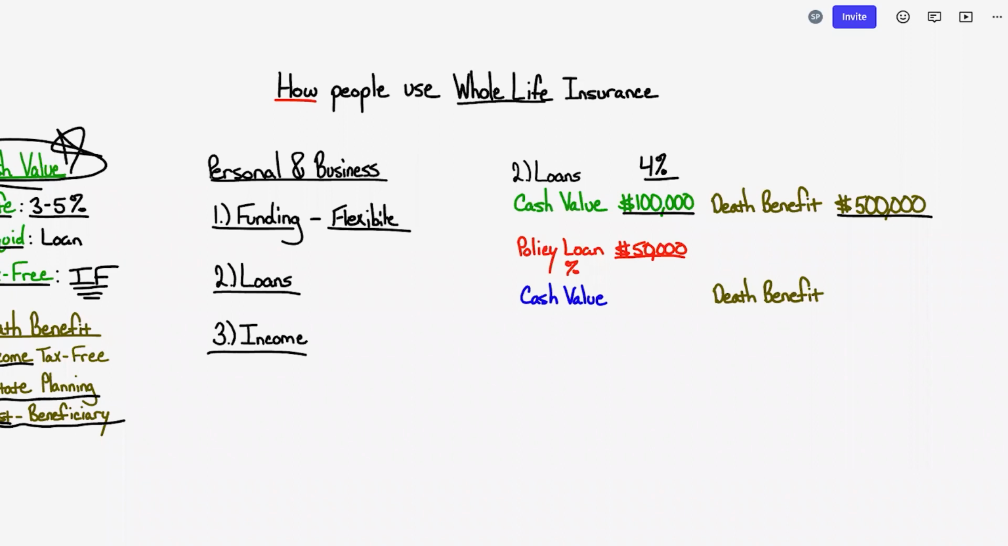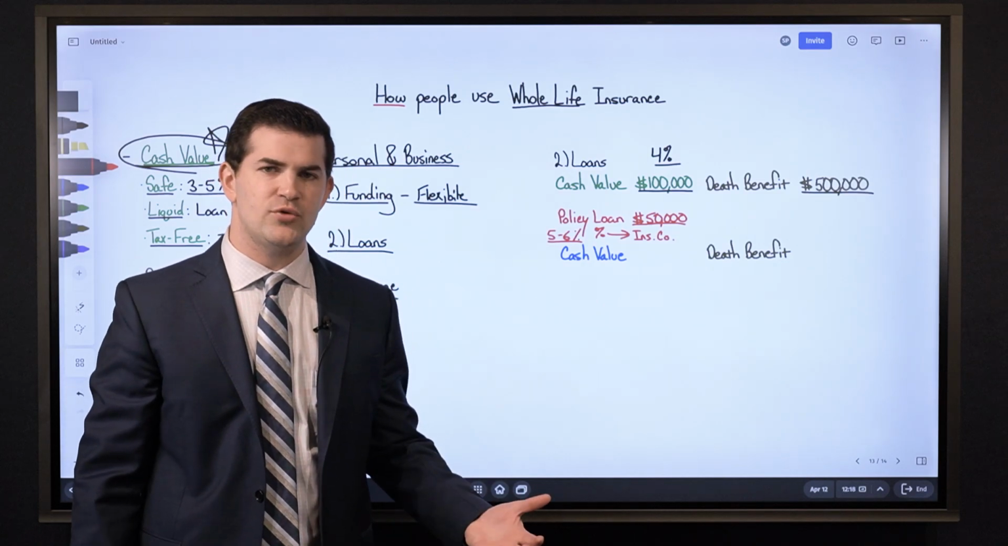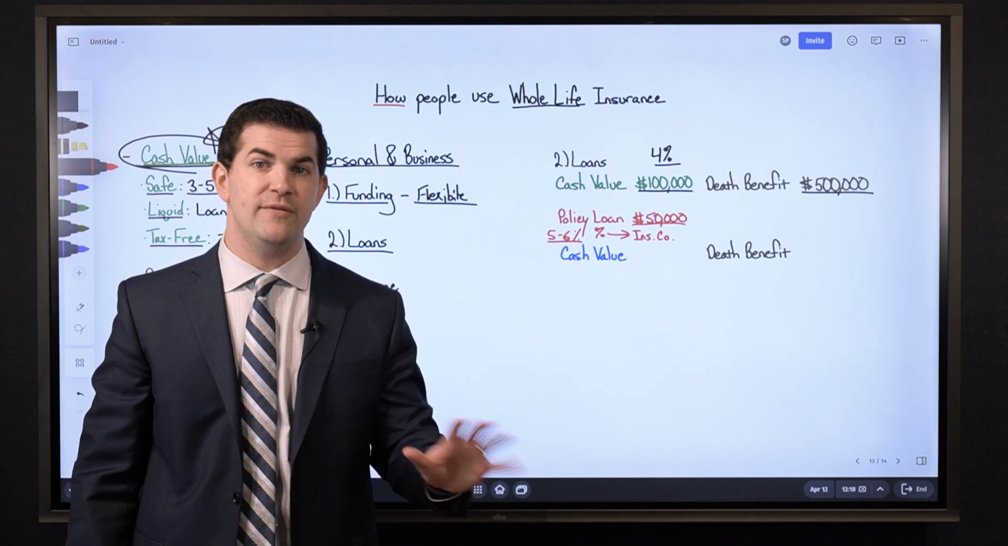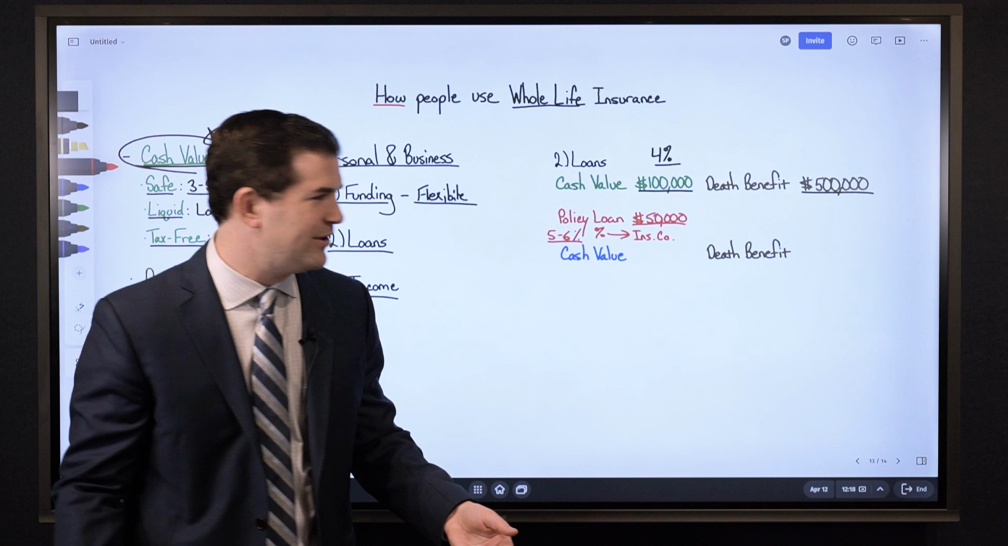So in this case, the loan interest goes to the insurance company. So they are making money there. The loan interest rate will typically range somewhere between 5 and 6%, depending on the insurance company. If it's a variable rate, that will adjust over time. Fixed rates can be found typically between 5 and 6%. And if it's a fixed rate, it's fixed. It's not going to change.